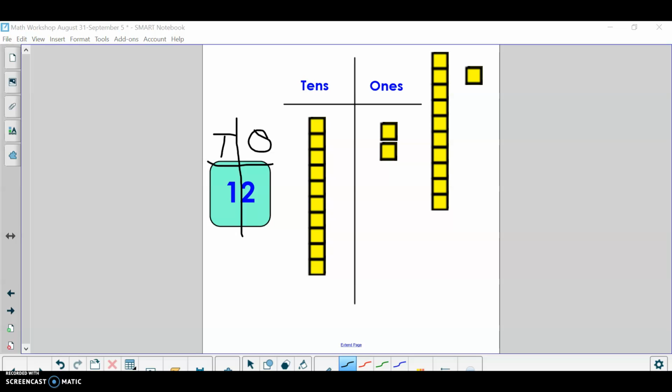Assignment today, you are going to cut out your tens and ones that were given to you in your superhero pack, and you are going to use those tens and ones to make numbers 1 through 5. I'm going to be looking to see if they're in CTLS. Have fun.